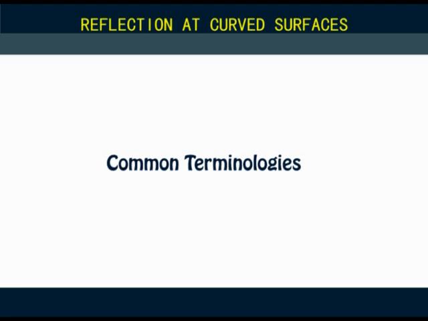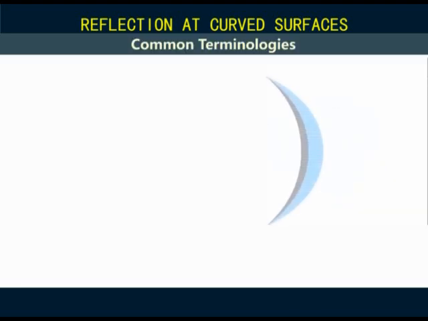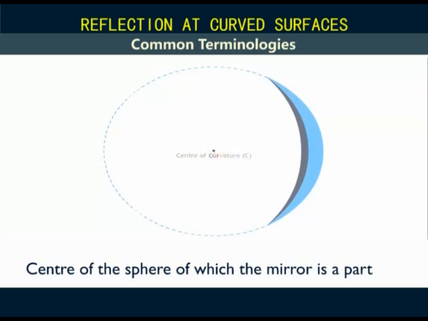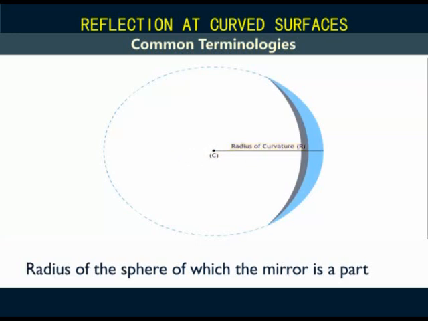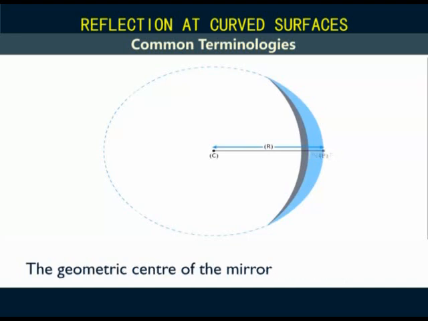First, let's talk about the terminologies used in curved or spherical mirrors. First, they are called spherical because they are a part of a sphere. Center of curvature C is the center of the sphere of which the mirror is a part. Radius of curvature R is the radius of the sphere of which the mirror is a part. Pole P is the geometric center of the spherical mirror.